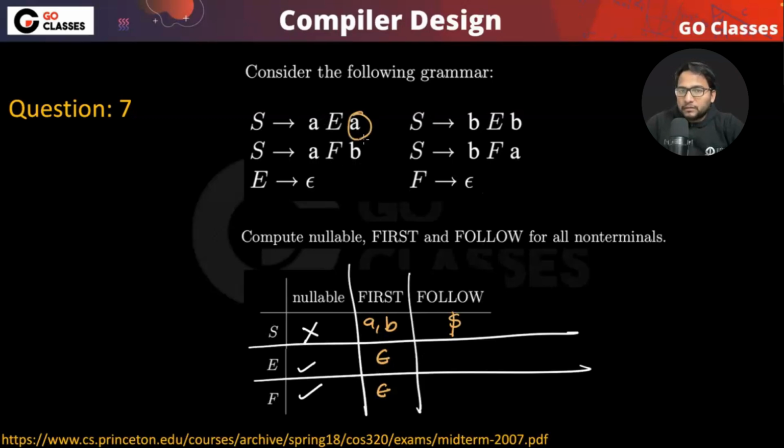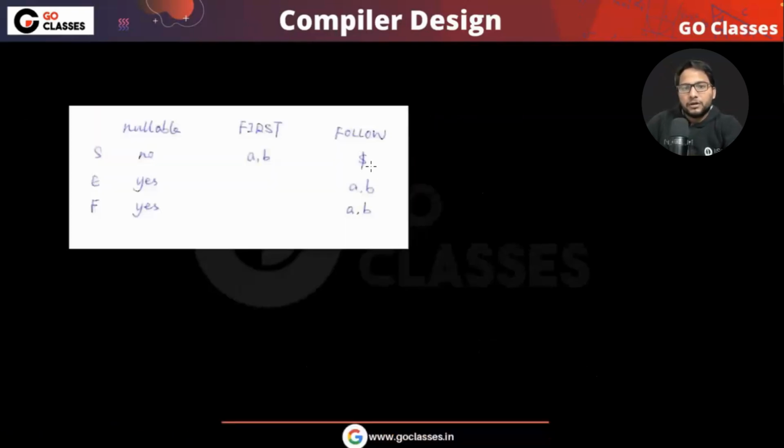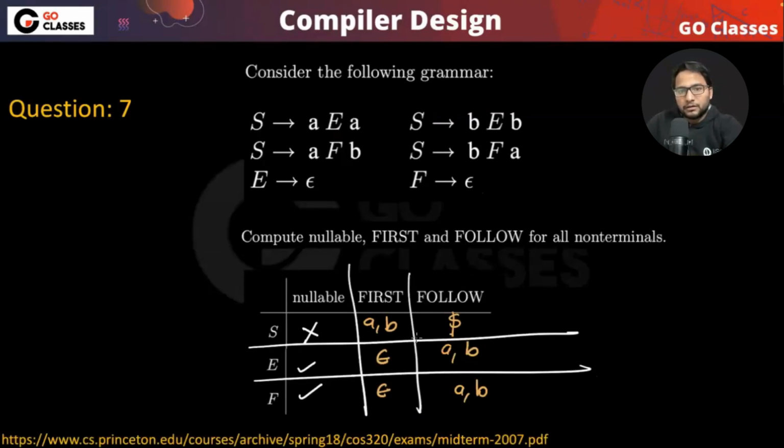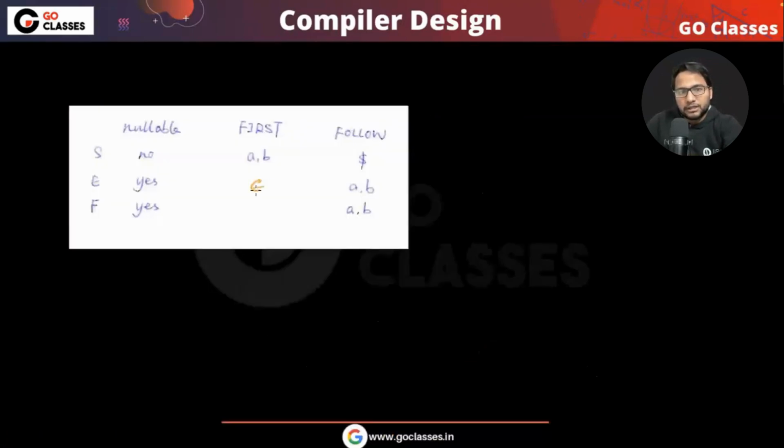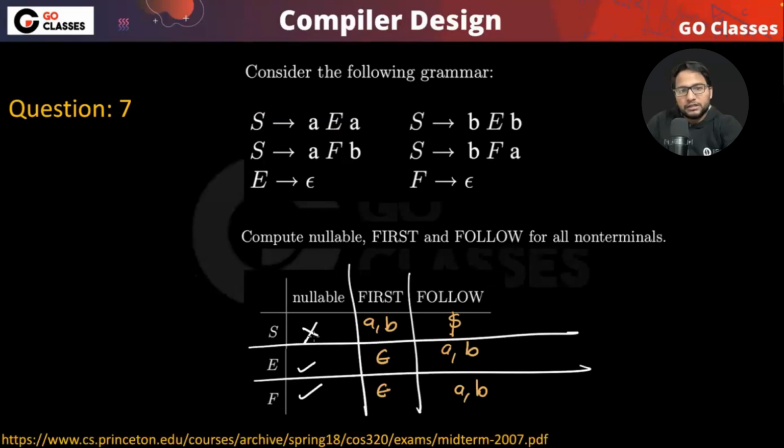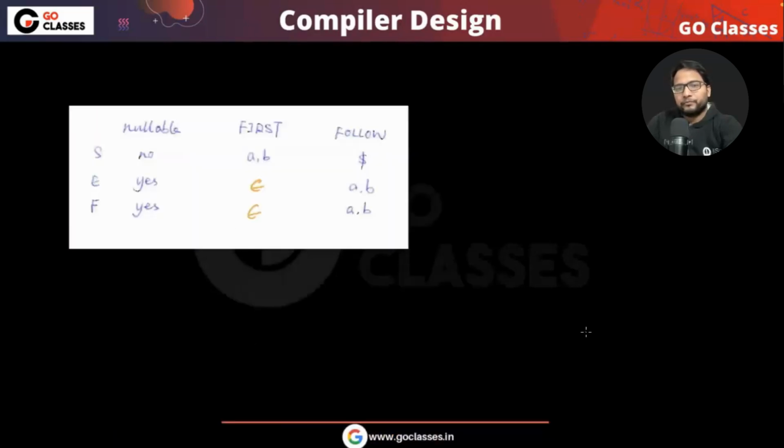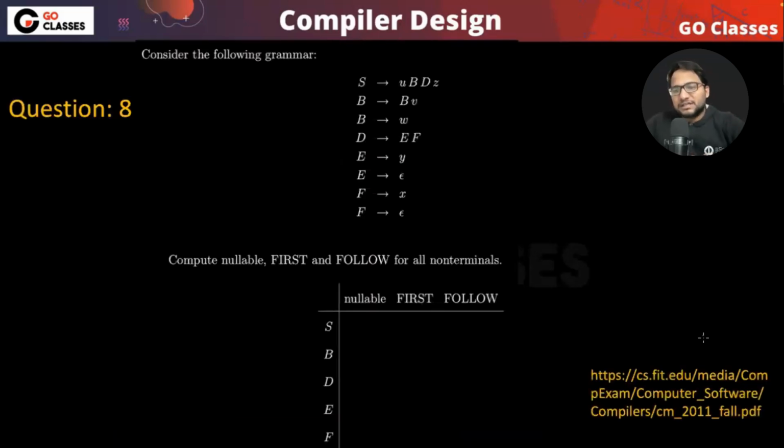What about the follow of capital E? It will be small a, because capital E is coming here, and small b. What about the follow of capital F? It is coming here and here, so small a and small b again. Is this fine to everyone? This question is easy, which I have taken from Princeton University. So dollar, a, b, and these are the epsilons, and this is not nullable. These are the nullable. Cool.